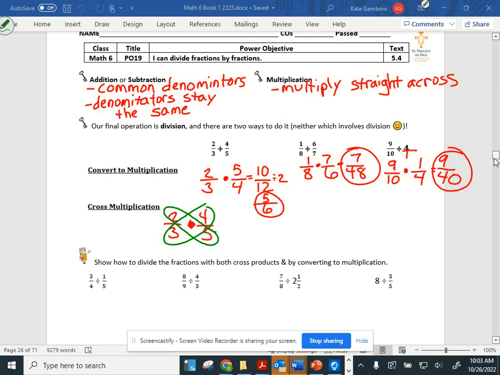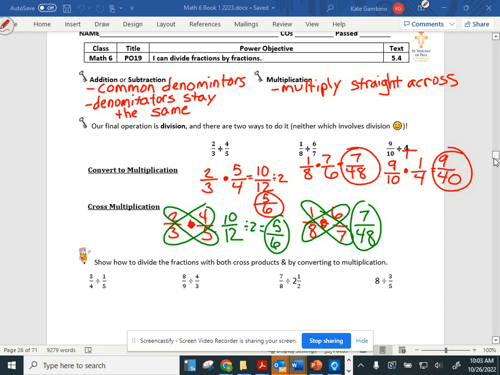So 2 times 5 is 10. 3 times 4 is 12. We can divide it by 2, and we get 5/6. So, next one, we have 1/8 divided by 6/7. We're going to change that to multiplying, and instead of multiplying across, we're multiplying the cross products. So 1 times 7 is 7. 8 times 6 is 48.